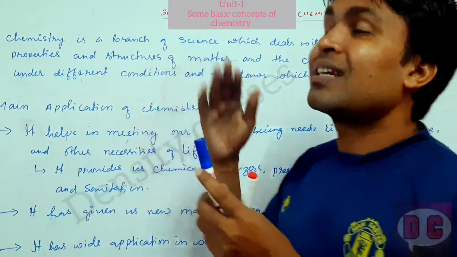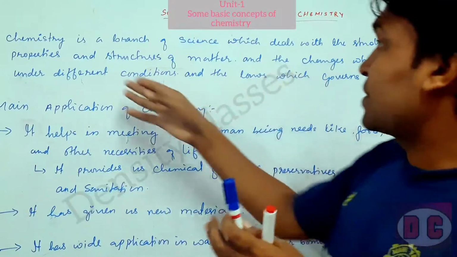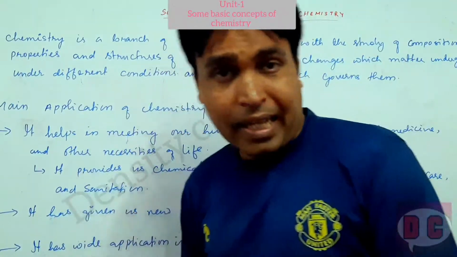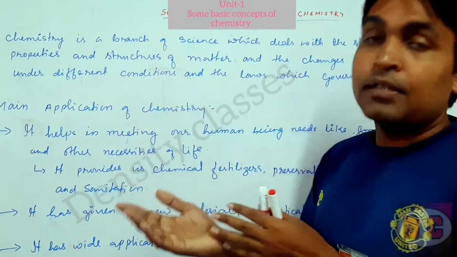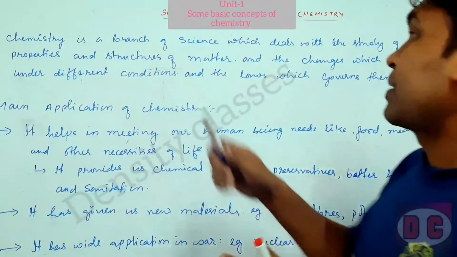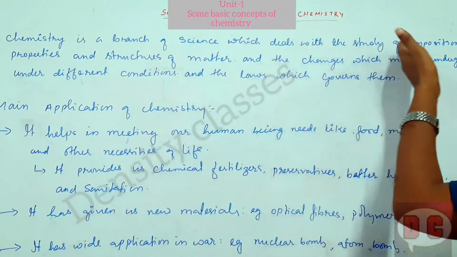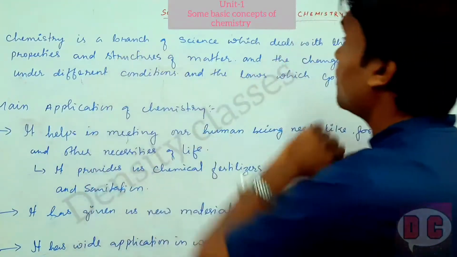So chemistry tells us about the properties of a substance, and another thing, the structure of matter. What kind of structure a matter has, all that information we are able to get through chemistry. So basically we study chemistry to have information on the composition, properties and structures of matter.